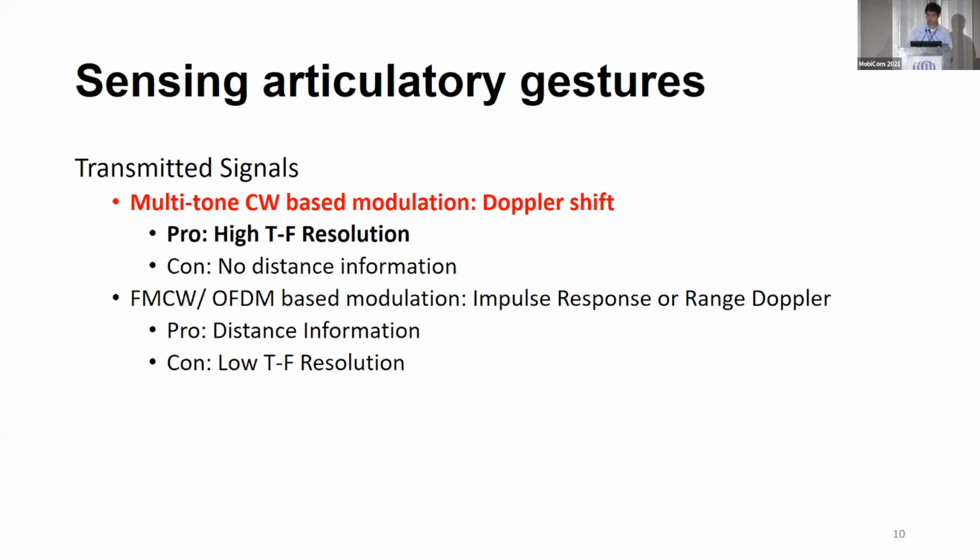In comparison, although FMCW or FDM-based transmitting signals can capture the channel impulse response or range Doppler to characterize your mouth's absolute distance information, they cannot clearly capture the detailed articulatory gesture Doppler shift because of the relatively low sampling rate. Besides, the distance information is not that important in our scenario, because we mainly consider the handheld scenario where the distance between the smartphone and the mouth is really stable.